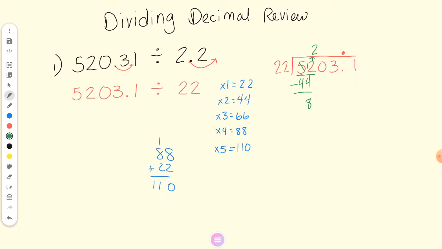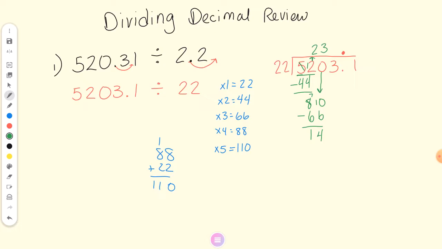Sophie, what do I do next? You drop down the 0. Drop down the 0. Sophia, how many times does 22 go into 80? 3, so I put that above the 0. 66. I have a pretty big remainder. Jude, how do I know I'm still on the right track, even though I have a remainder of 14? Yeah, it's lower than my 22, so I know I'm still on the right track.